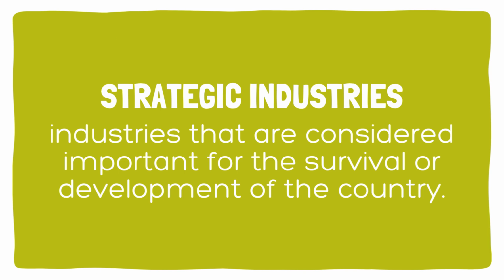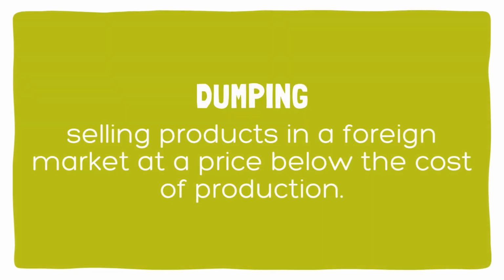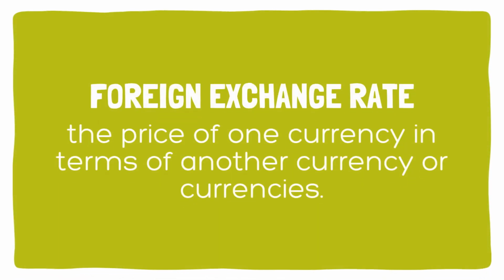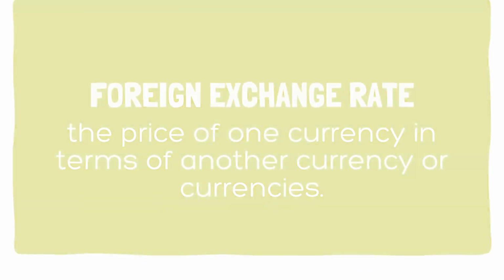Strategic industries are industries that are considered important for the survival or development of the country. Dumping is the practice of selling products in a foreign market at a price below the cost of production. Foreign exchange rate is the price of one currency in terms of another currency or currencies.